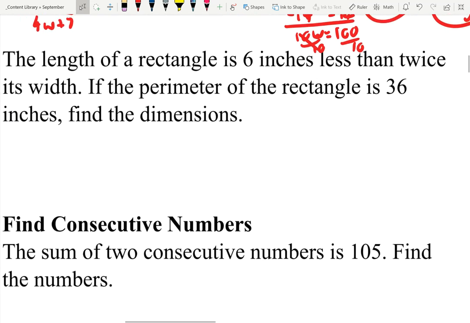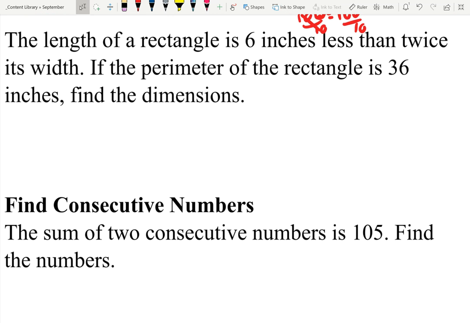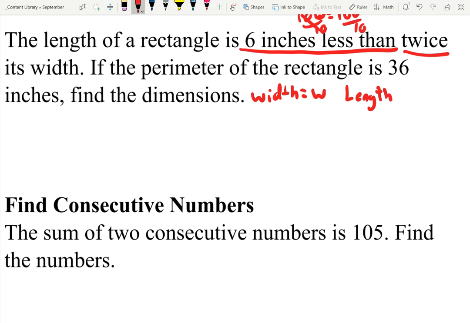And then one more. The length of a rectangle is 6 inches less than twice its width. So we don't know anything about the width, just like before, call it W. And length, well, we know that the length is 6 inches less than twice the width. Twice the width means 2 times the width. So twice the width is 2W. But 6 inches less than that means subtracting 6 from it.